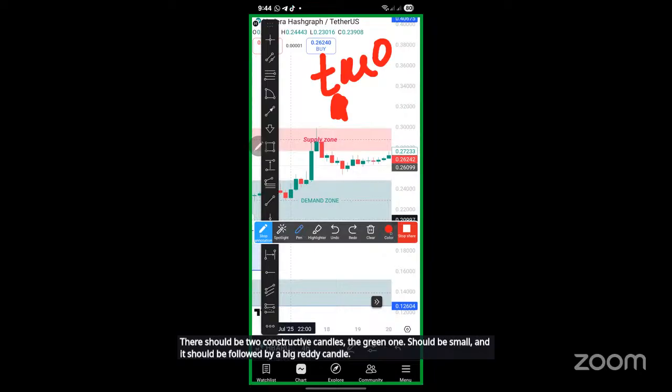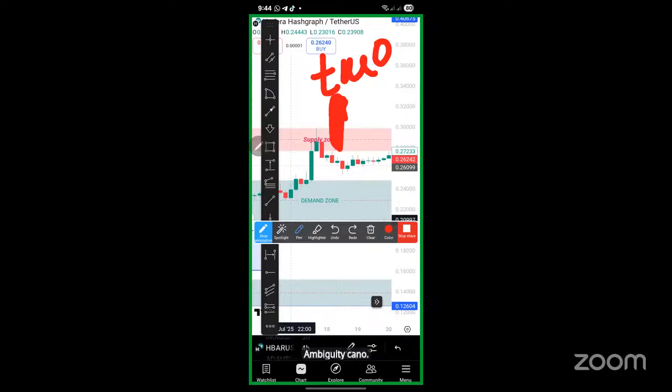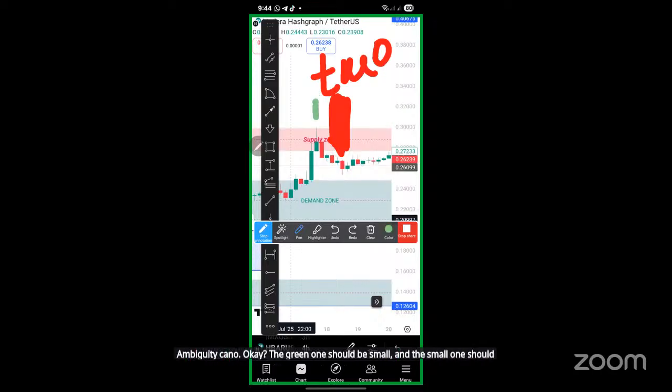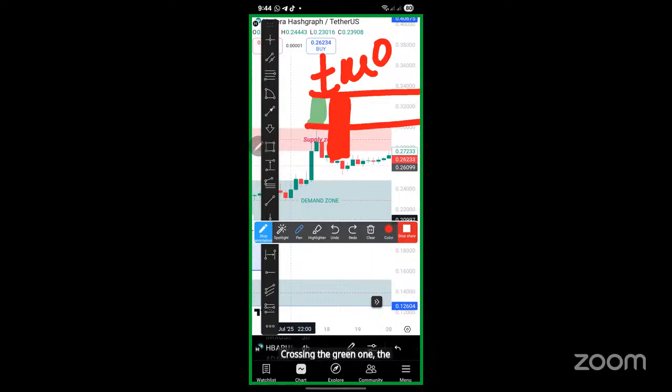A big red candle. Okay? The green one should be small, and the small one should be followed by a big red candle like this one. So you draw a rectangle enclosing the green candle, and what you have drawn is called the supply zone.